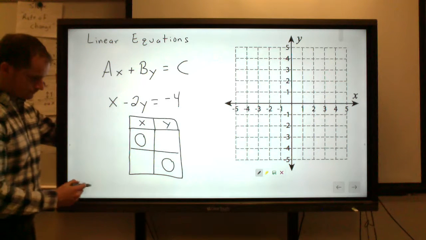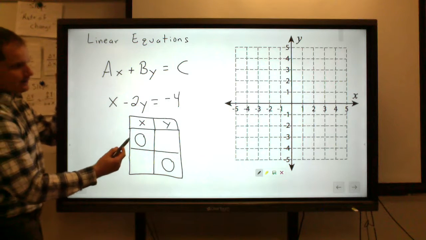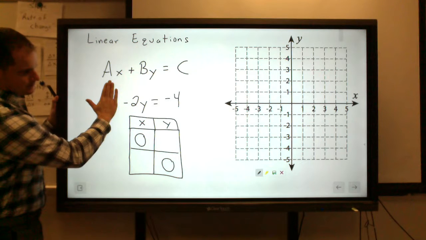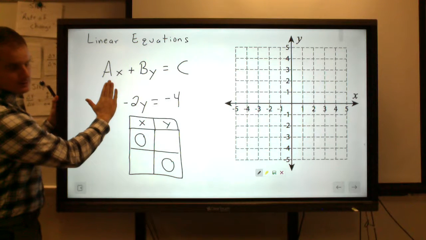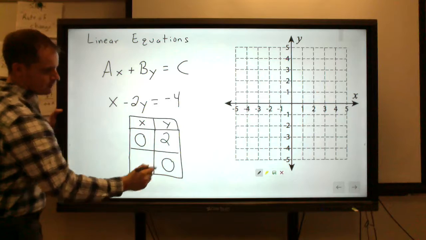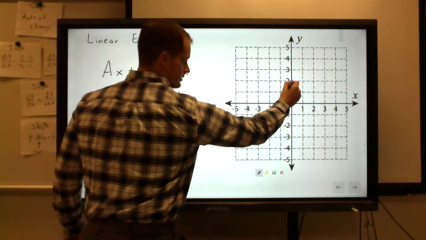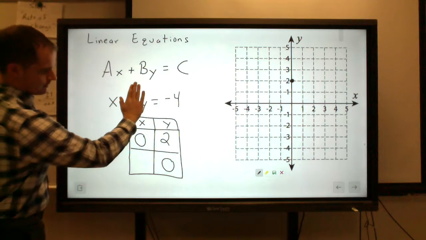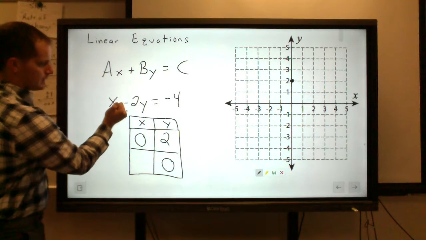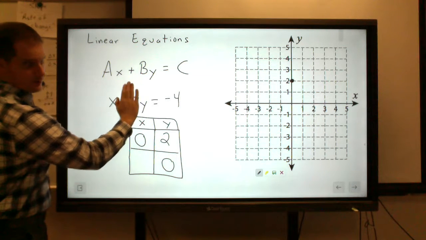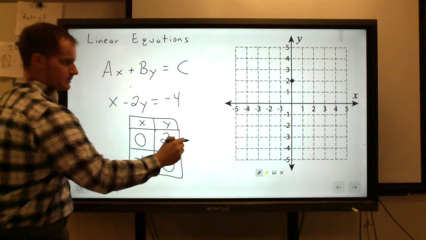This is one of those things that I tell my kids that it's an easy way to find your values. So for this, if I want to find my y-intercept, plug in 0 for x, cancels out x, so x is not there anymore, and you're left with negative 2y equals negative 4. The only thing that y can be to balance it out is positive 2. So that's going to be this point, 0, 2. At the same time, we plug in 0 for y, it cancels out the negative 2y, so you're left with x equals negative 4, which is this coordinate point here.